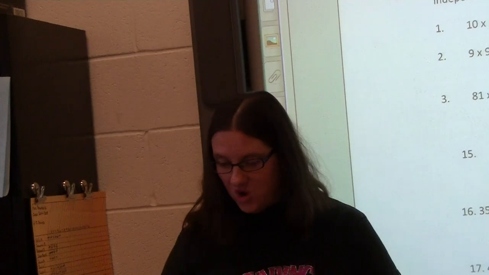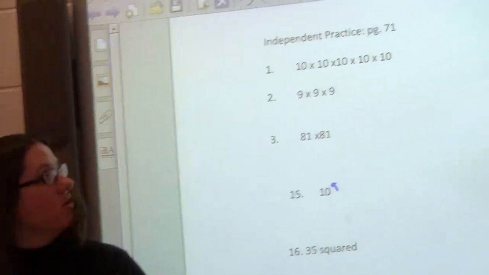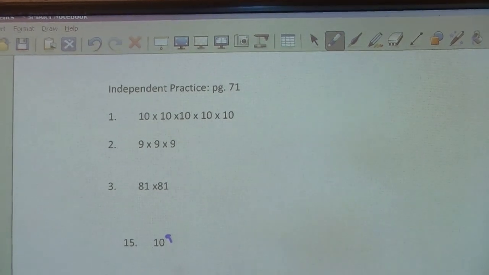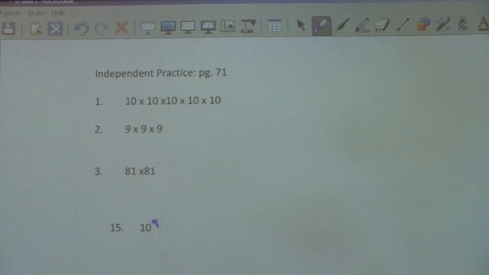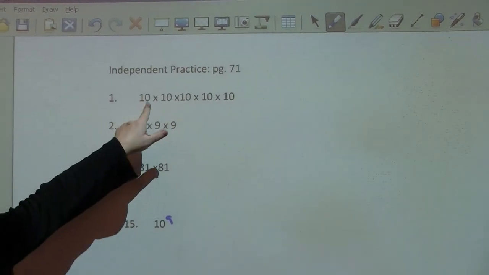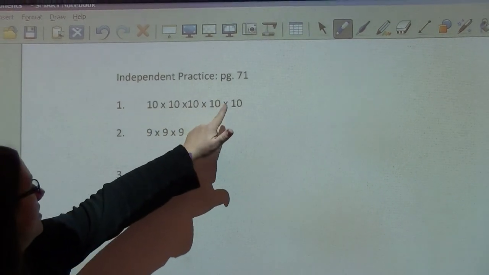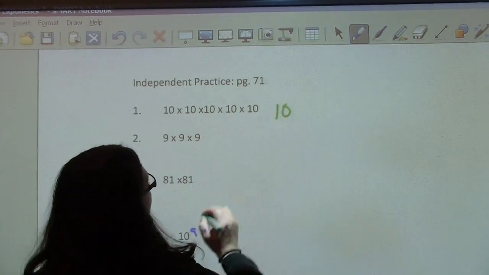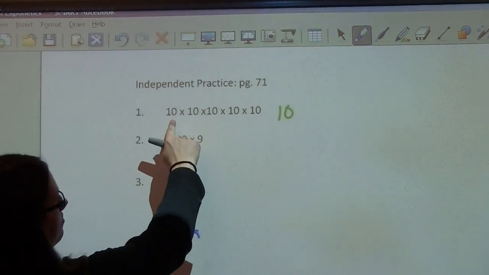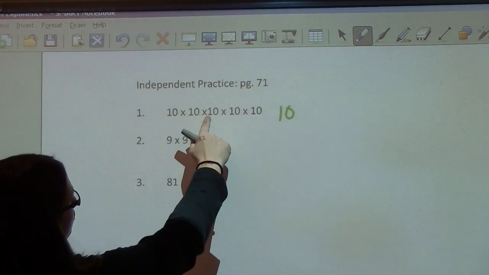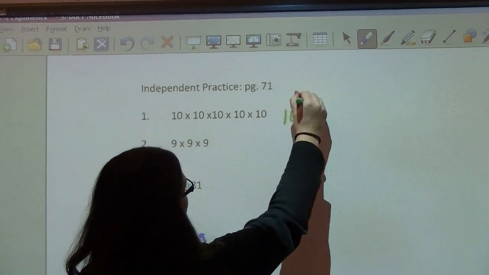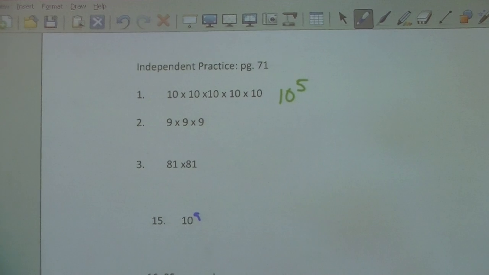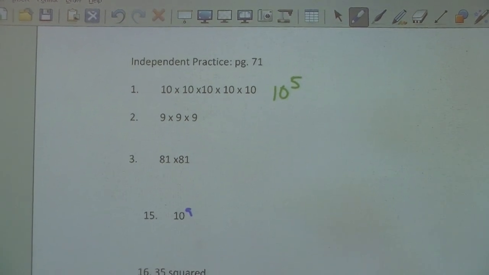Okay, we're going to do a couple more together here, starting with your independent practice on page 71. It says in 8 through 14, write in exponential notation. So here we have 10 times 10 times 10 times 10 times 10. What is our base? 10. Good. Now what is our exponent? How many times did we multiply 10? 1, 2, 3, 4, 5. So 10 to the 5th power. Good job. So remember, exponential notation is just writing the base and the exponent.